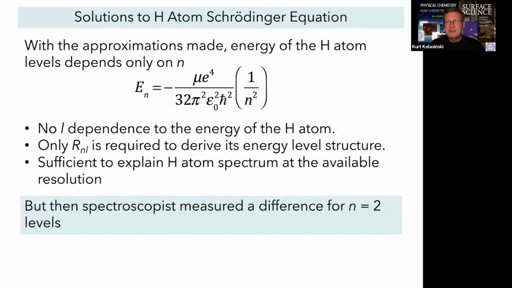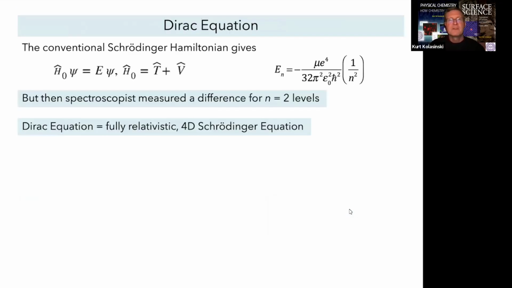But those pesky spectroscopists, they keep getting better. Their resolution improved, and soon spectroscopists measured a difference in the n equals 2 level. They found that they're not exactly degenerate, so something more must be going on. And what's that? That's where the Dirac equation comes in.